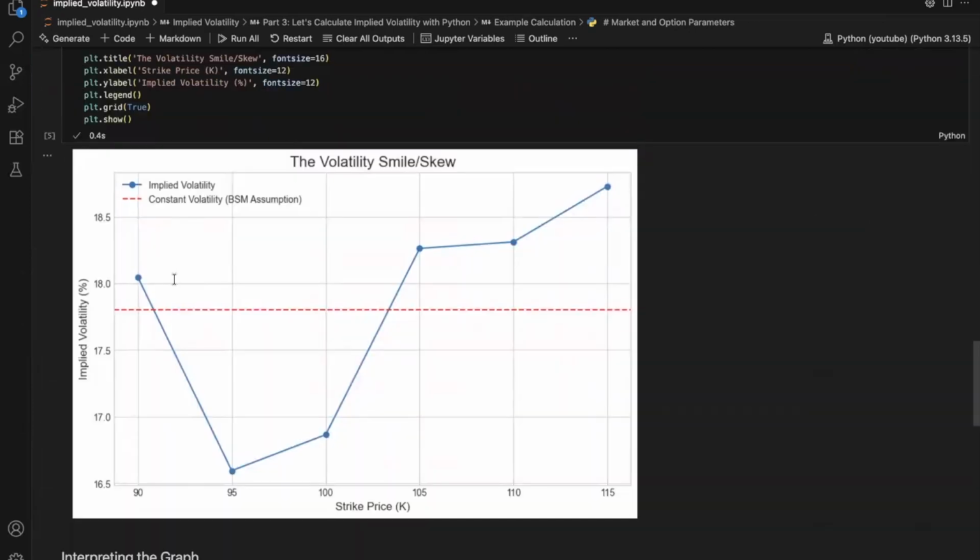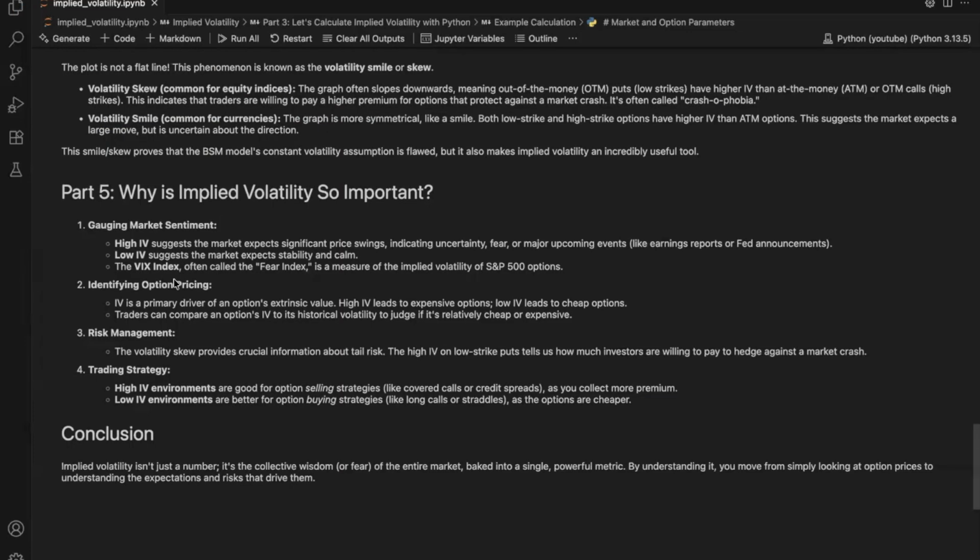This is one of the most famous discoveries in modern finance, the volatility smile or skew. This volatility smile or skew tells us that options with very low or very high strike prices have a higher implied volatility than options at the money. The downward slope you often see for stocks is because traders are willing to pay a lot more for options that protect against a market crash.